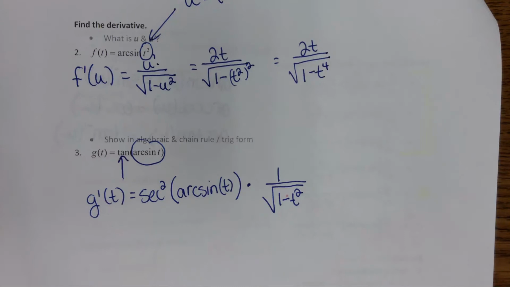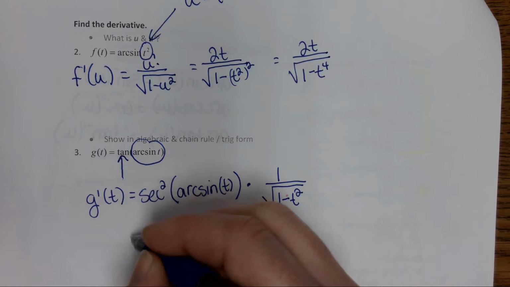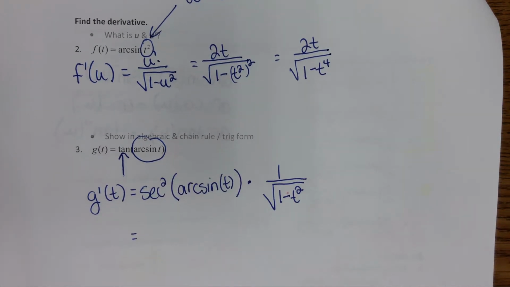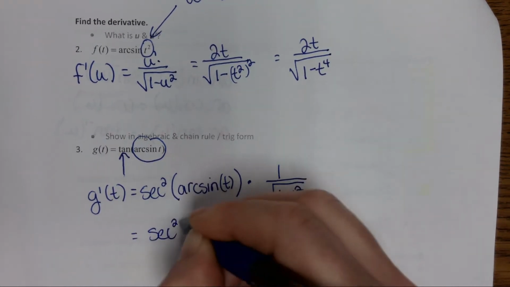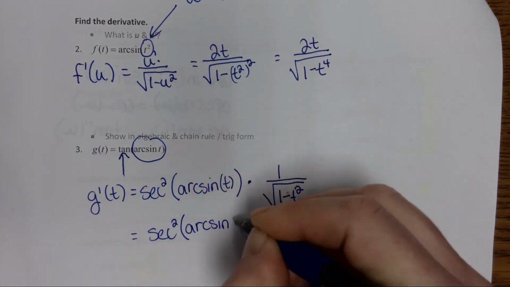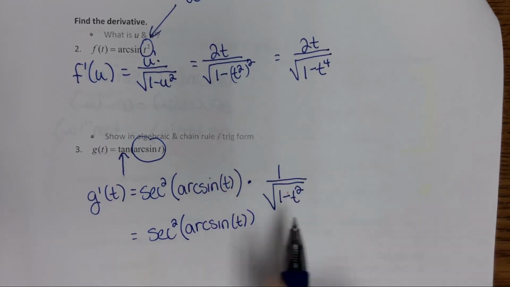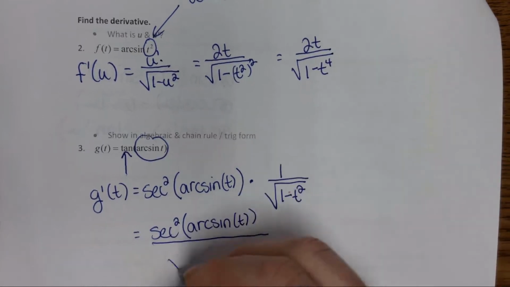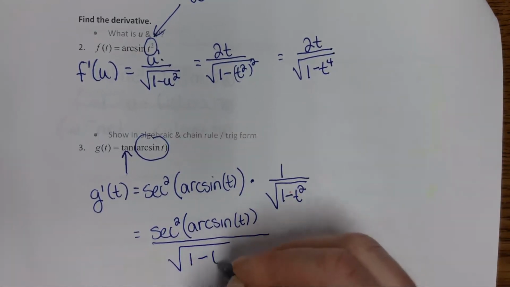Okay, let's review now. If we have something like this, what goes on the top of the fraction and what goes on the bottom? Good. So I shift that to the top, and then I put it over the square root of 1 minus t squared.